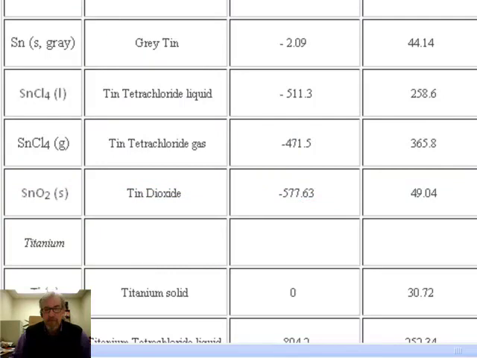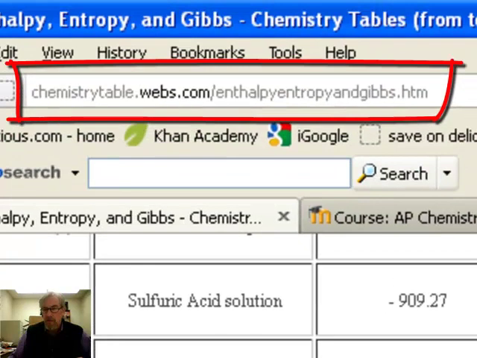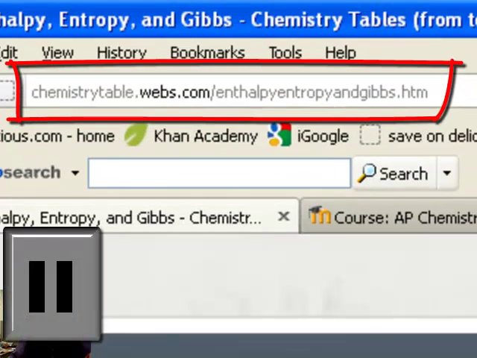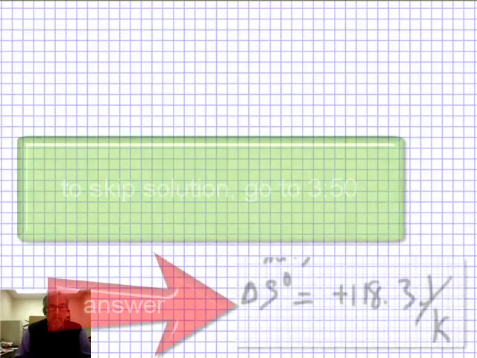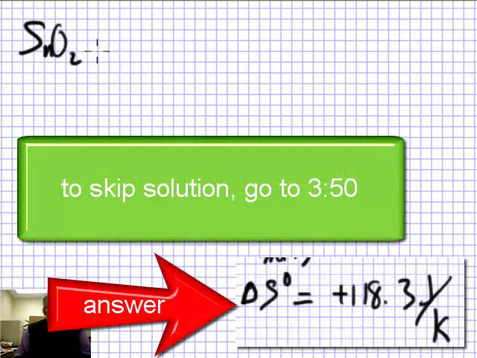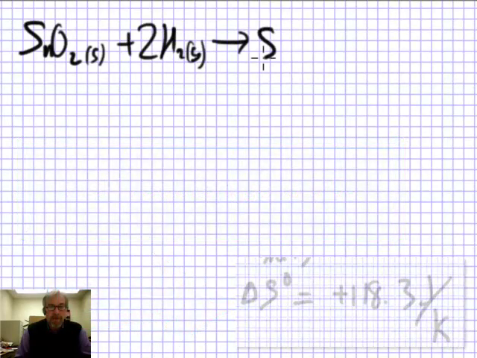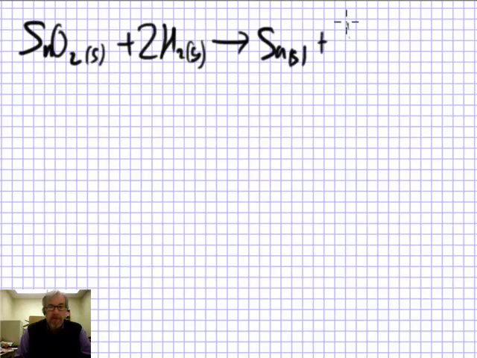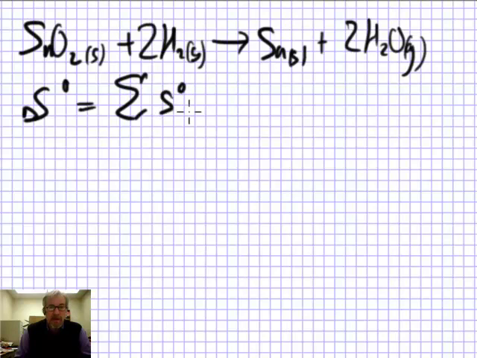So hopefully you've recorded those somewhere as we look them up. Otherwise, just go to that website. I'll put it back up on the screen here. Stop the video and work out this problem. So my reaction again is SnO2 solid plus 2H2 gas makes solid tin and gaseous water, 2 moles. So I know that I'm going to find my delta S naught by taking the sum of the standard entropies of products and subtract the sum of the standard entropies of reactants.